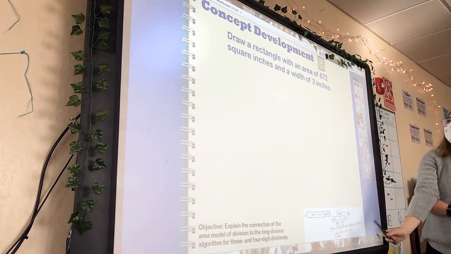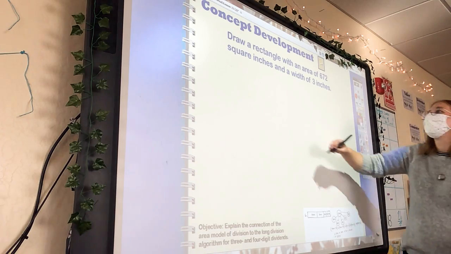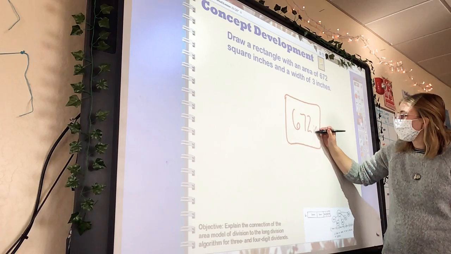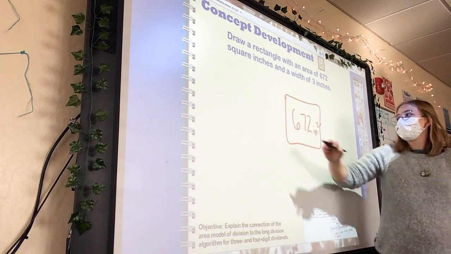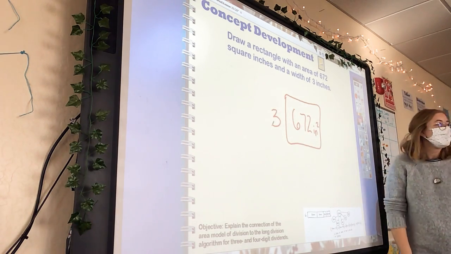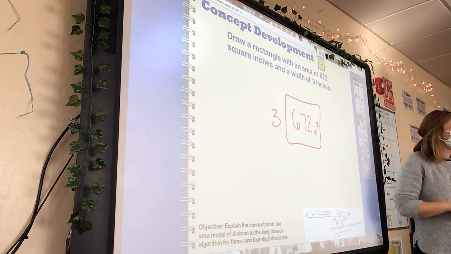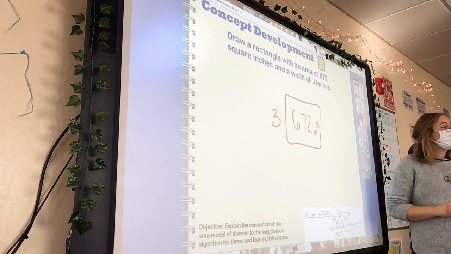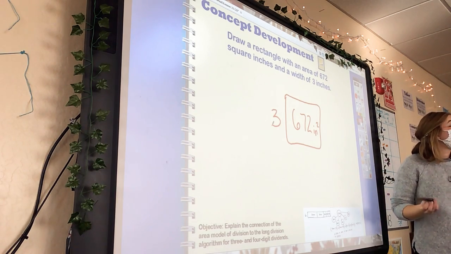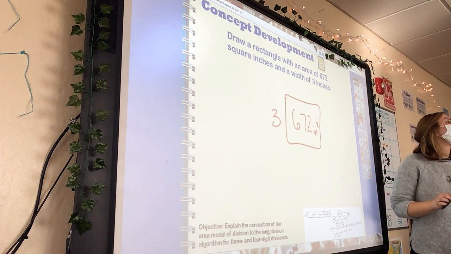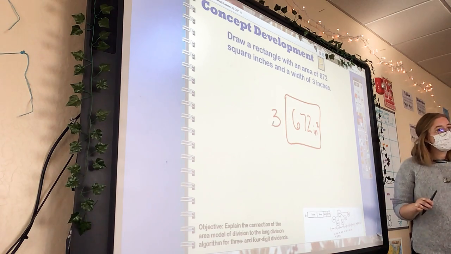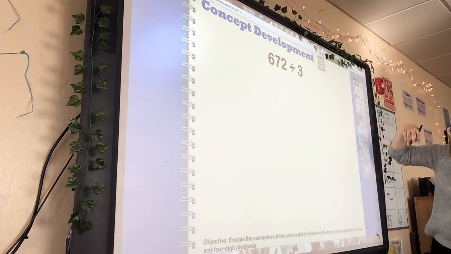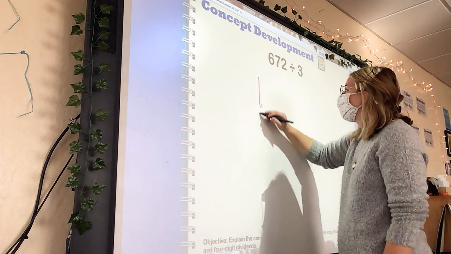Okay, so yesterday we had the rectangle that had an area of 672 inches squared, and it had a width of 3 inches. So in other words, it was 672 divided by 3. My friends who have their pencil and paper out right now, are you taking notes or are you drawing? Taking notes. Okay, just checking. All right. So we're going back to this problem.